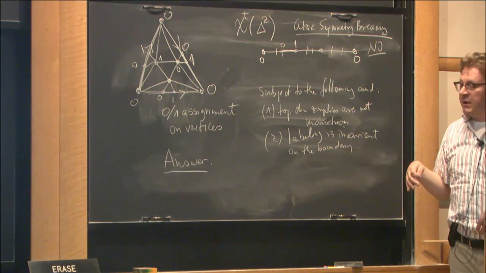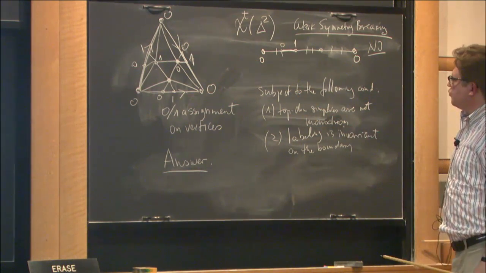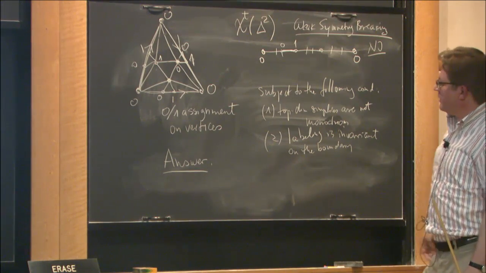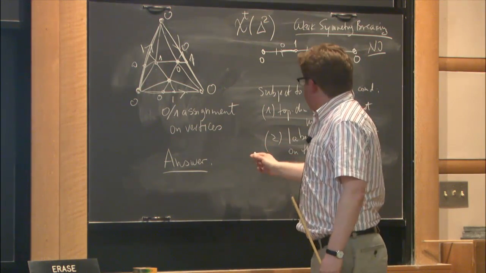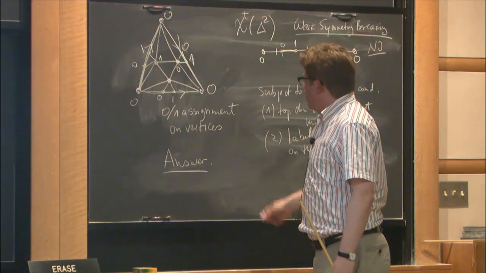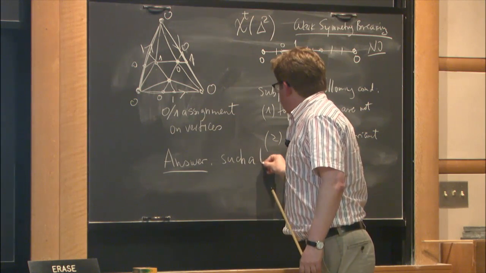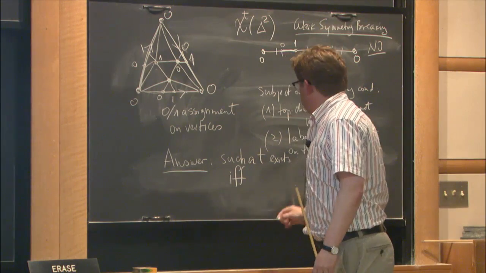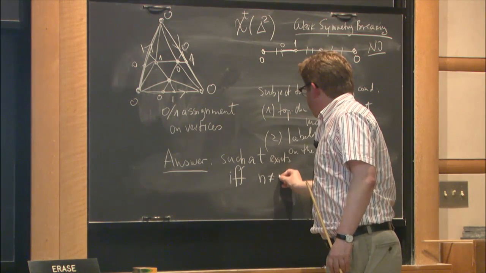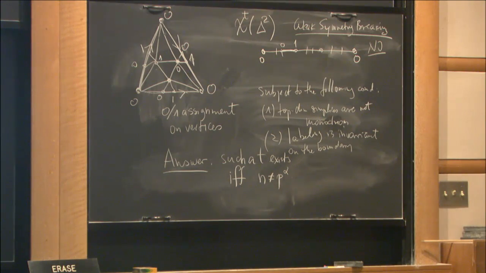Okay, and so actually, everybody believed for a long time that you can never break the symmetry. But then 2 guys, Castaneda and Rajsbaum, showed that you can actually do it if it's not a prime power. So the answer is such a t exists if and only if the number of processes is not a prime power. This is the answer.